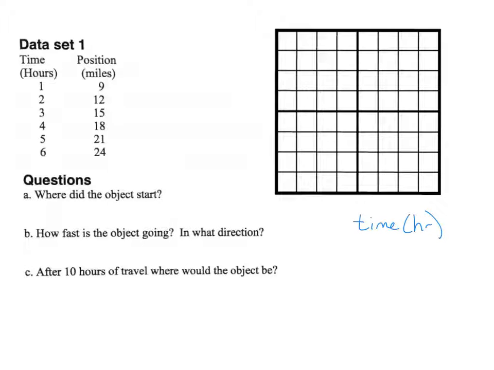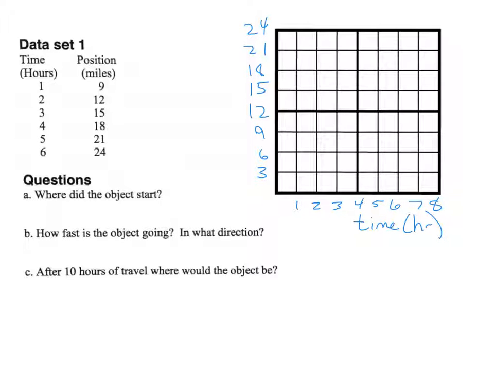I have a grid of 8 by 8, so I'll go by ones. 1, 2, 3, 4, 5, 6, 7, 8. And then position goes up to 24. I've got a grid of 8, so I can go by threes. 3, 6, 9, 12, 15, 18, 21, 24. Okay, plotting some points.